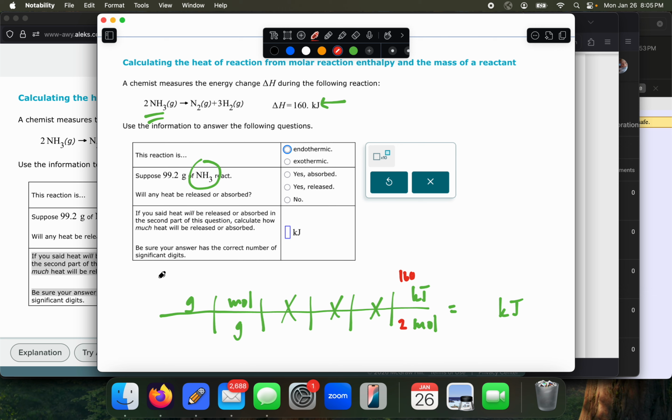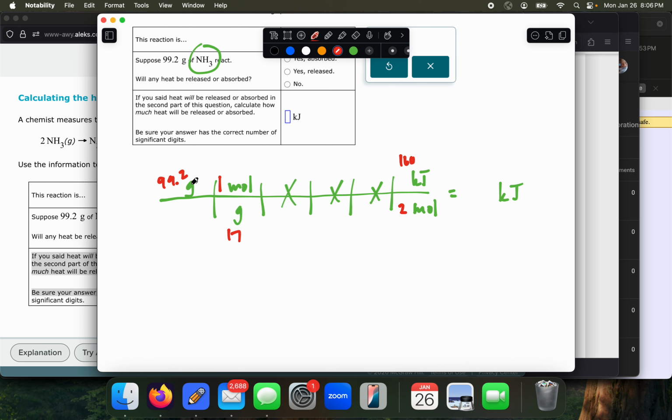So let's put these numbers in here then. 99.2. And this is going to be about 17 because ammonia is about 14 and hydrogen is about 1 each. So it's going to be 17 grams per 1 mole. And I'm basically done. I'm actually going to estimate this before I put it in my calculator. 99.2 is about 100. And 100 times 160 divided by 34. Right? 2 times 17 is 34.